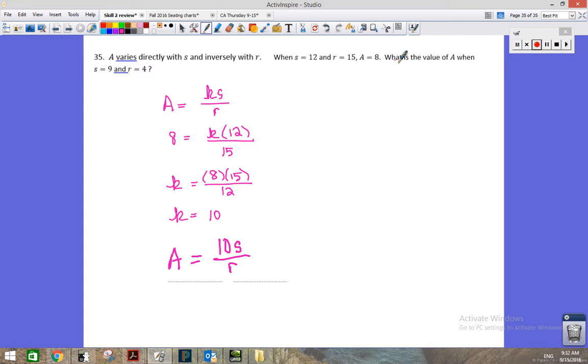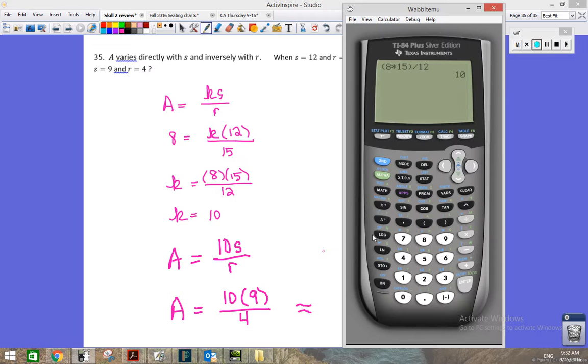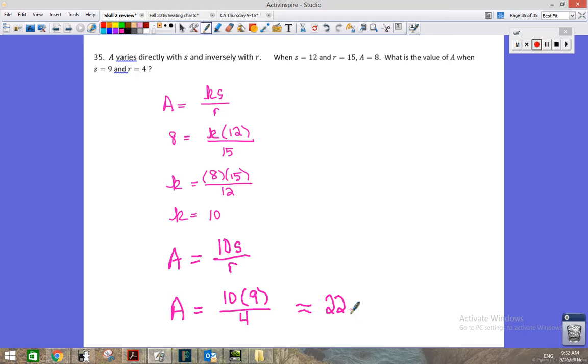So now on the last sentence here, it wants me to find the value of a when s and r are these given values, 9 and 4. So we substitute it in and we get our answer here. Let's jump to the calculator. 10 times 9 is 90, divided by 4, 22.5. So that's all it's asking us for. This is what it wanted, this value of a.